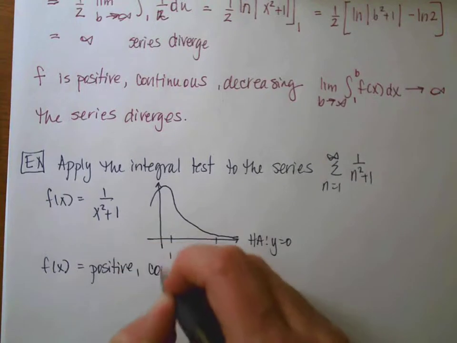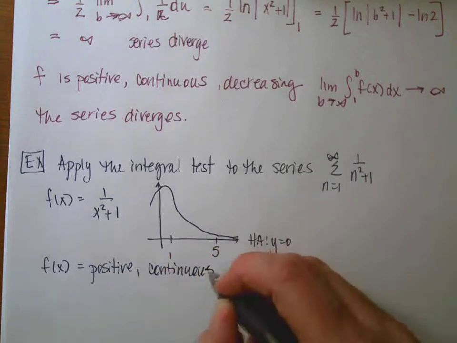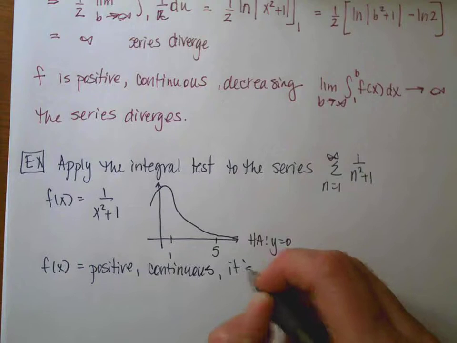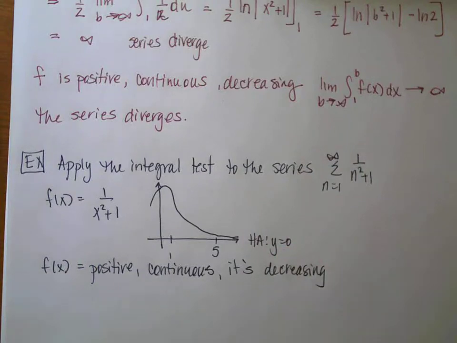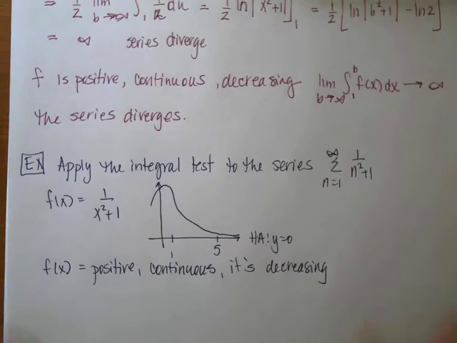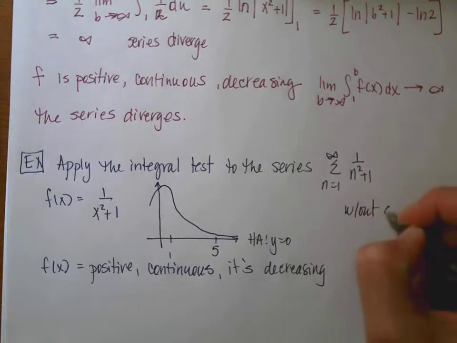f of x is positive, it is continuous, and, oops, it is decreasing. And I could have taken the integral and done the first derivative test. If I didn't have access to a calculator, that's what I would have done. So I'm just going to write that over here.